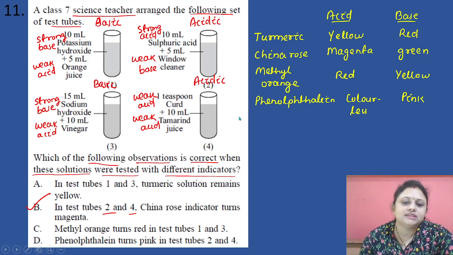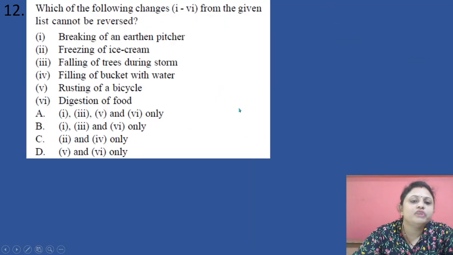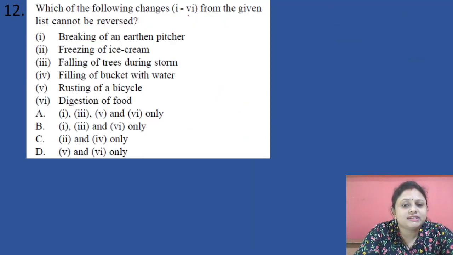Got it? Yes. Coming to the next question, which of the following changes 1 to 6 from the given list cannot be reversed? 1, breaking of an earthen pitcher. 2, freezing of ice cream. 3, falling of trees during storm. 4, filling of bucket with water. 5, rusting of a bicycle. 6, digestion of food. Options are A, 1, 3, 5 and 6 only. B, 1, 3 and 6 only. C, 2 and 4 only. D, 5 and 6 only.